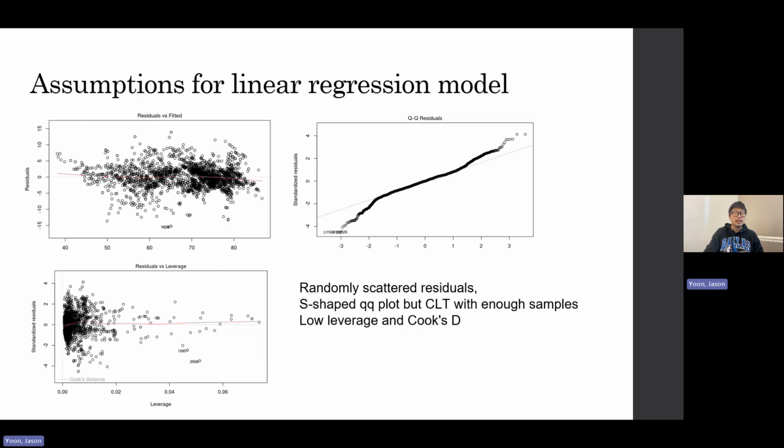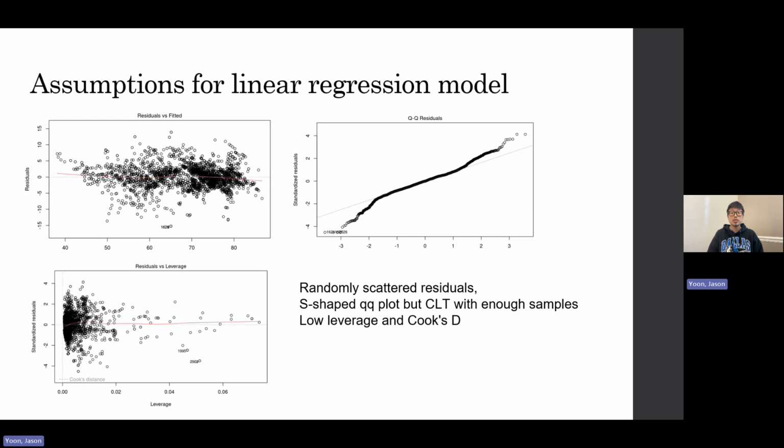On the left side, at the top, in the scatter plot of residuals, you will see randomly scattered residuals. This says our data set met the equal standard deviation assumption of our linear regression model.